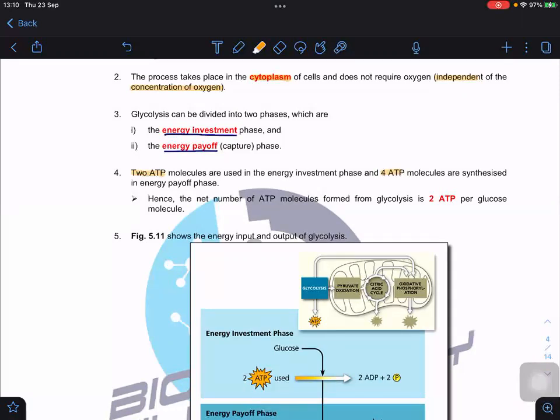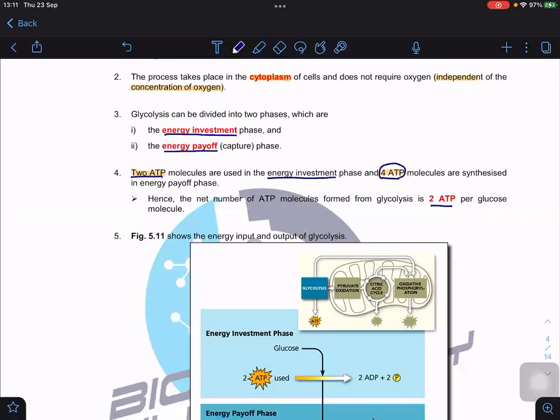So it means that in the energy investment phase, we spend 2 ATP. But at the end of the process, we gain 4 ATP in the energy payoff. But because we spent 2, what is the net gain? The net gain here is 2 ATP per glucose molecule. So to break down 1 glucose molecule, we need to spend 2 ATP, and by the end of the process, we gain back 4 ATP.